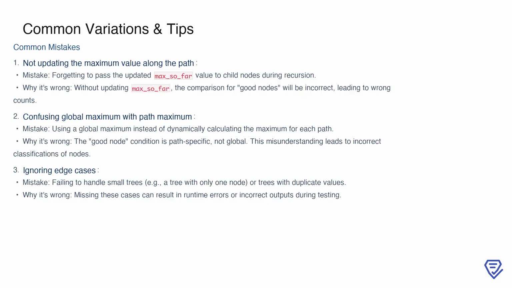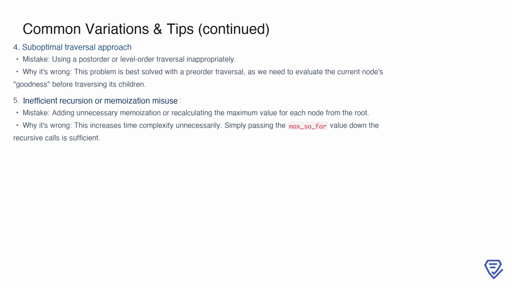Lastly, it's important to handle edge cases properly, such as trees with only one node or trees containing duplicate values. Overlooking these scenarios might lead to runtime errors or incorrect outputs during testing, so always consider these cases in your solution design. Another potential pitfall is using a suboptimal traversal approach.